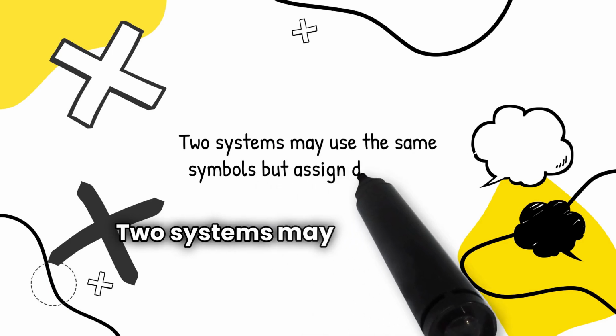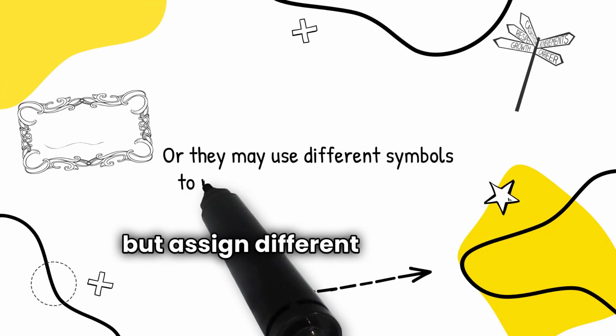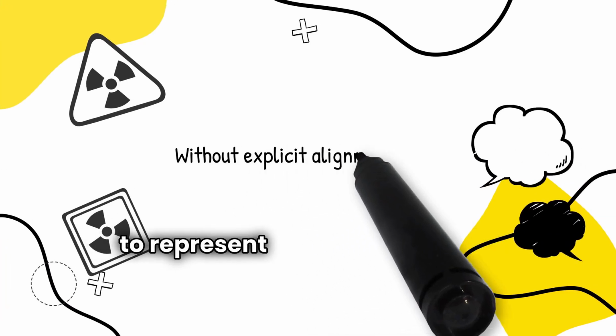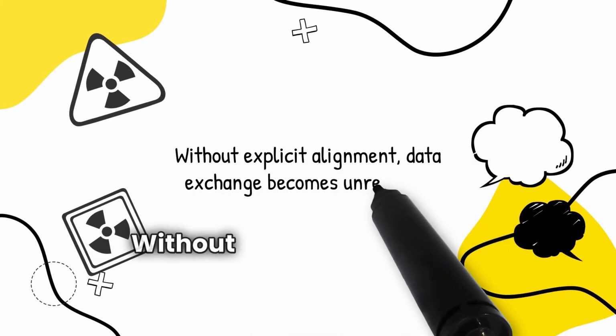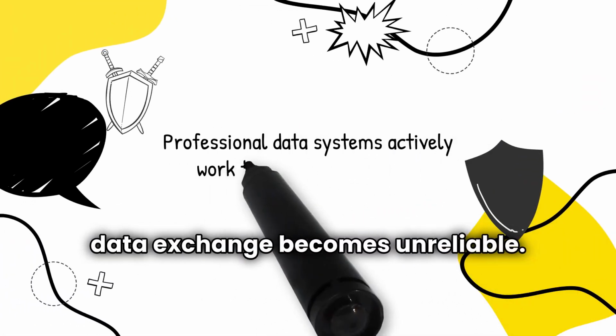Two systems may use the same symbols, but assign different meanings. Or they may use different symbols to represent the same concept. Without explicit alignment, data exchange becomes unreliable.